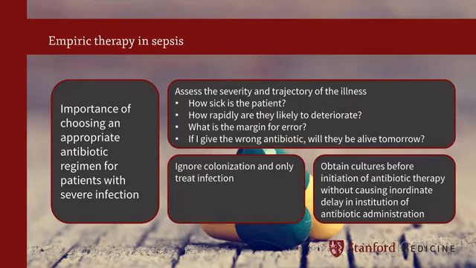Of critical importance in the decision-making process is an assessment of the severity and trajectory of illness. How sick is the patient, and how rapidly are they likely to deteriorate? What, in fact, is the margin for error? If I give the wrong antibiotics today, will the patient still be alive tomorrow? This sort of assessment dictates a lot of the kind of decisions that are made in the management of the patient.